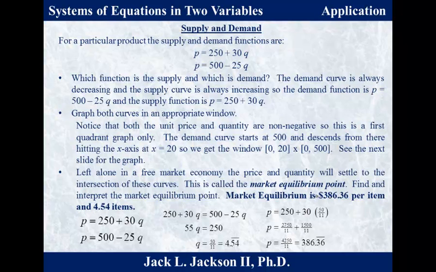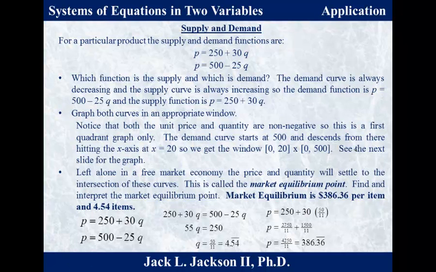Well, if you look at the demand curve, it starts at 500 at the top and then descends from there. So maybe we want to go up to 500 for Y. And if you look at that demand curve, it's going to hit the x-axis when X or Q is 20, if you put P as 0 in that and solve. So that tells us we can use the window 0 to 20 by 0 to 500. Notice that's X min to X max by Y min to Y max. This is one way we might write the interval right here. And I'll show you the graph on the next page.